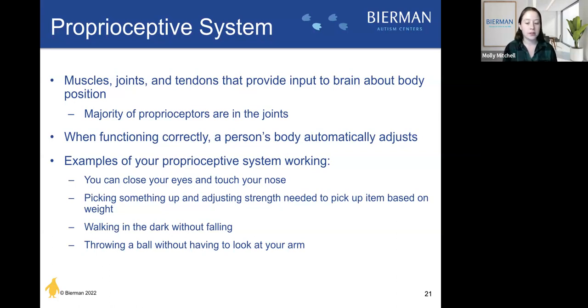Other examples to indicate that you have a functional proprioceptive system could be closing your eyes and touching your nose, picking something up and adjusting the strength that you need based on the weight of the object, or walking to the bathroom in the dark in the middle of the night without falling over. Those are all ways that you can tell that your proprioceptive system is working.